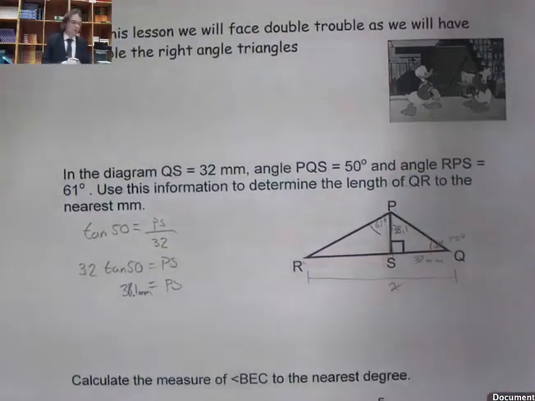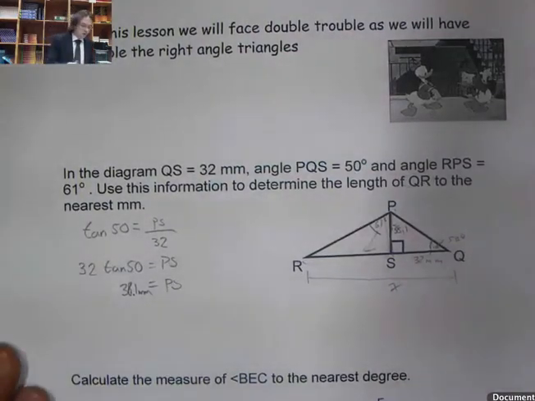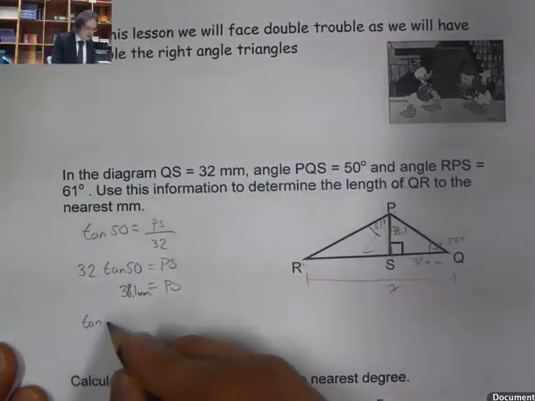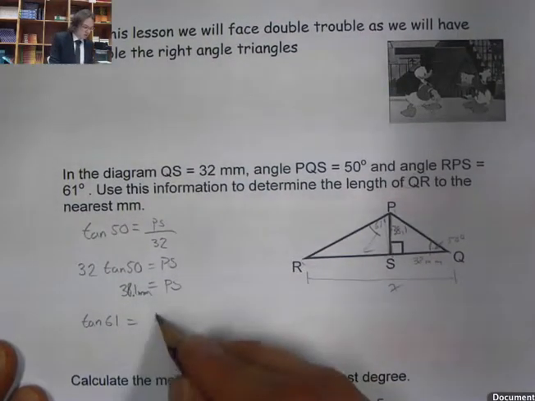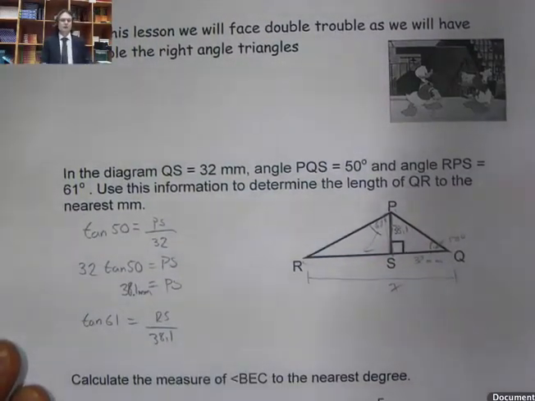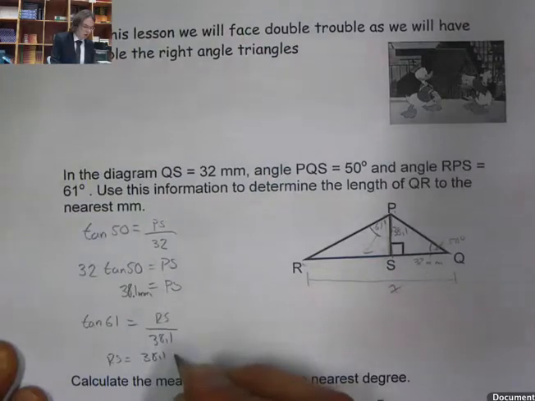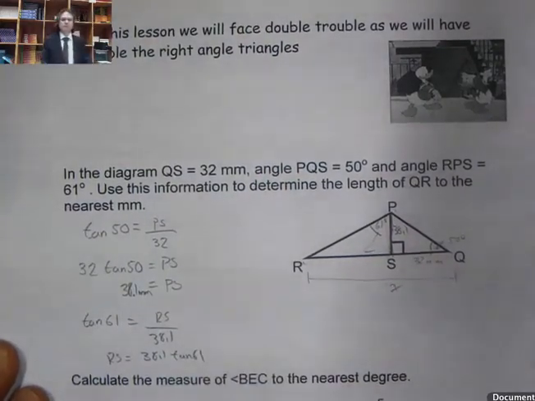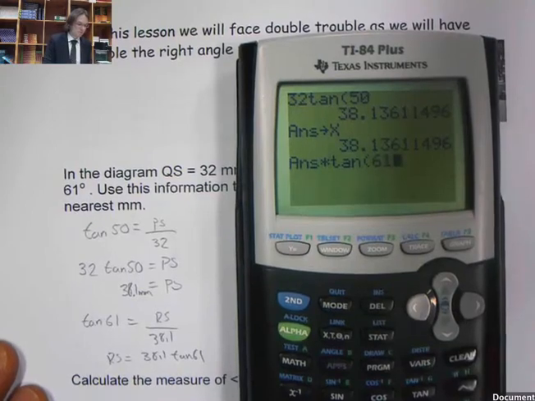Okay? Now, I know this side and I know that angle. And once again, I want to find the opposite, and I know the adjacent. So I'm going to have now tan 61 is equal to opposite over adjacent. So that's going to be RS all over 38.1. So I rearrange this. RS is equal to 38.1 multiplied by tan 61. So in this case, I'm just going to put X, and multiply that by tan of 61. And I end up getting 68.8.